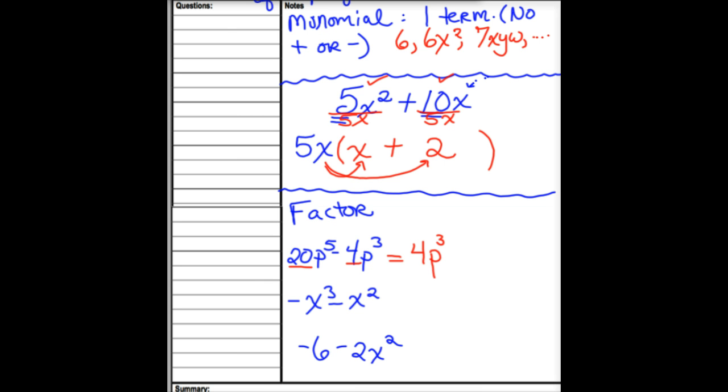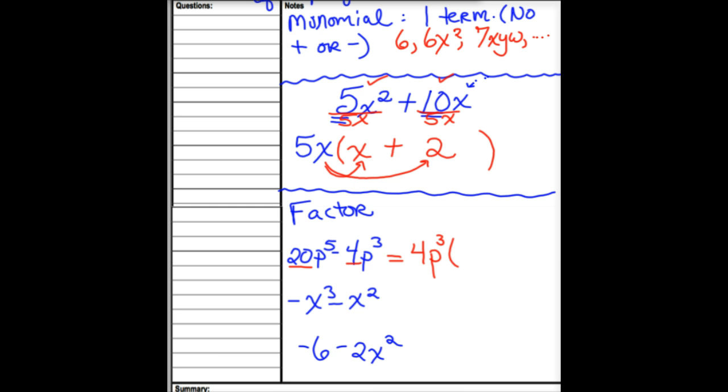Did you hear what I just said? You pull out the lowest power that you see. So the biggest number that goes into both terms and the lowest power of the variables, that's going to make what we call our GCF, or our common monomial.